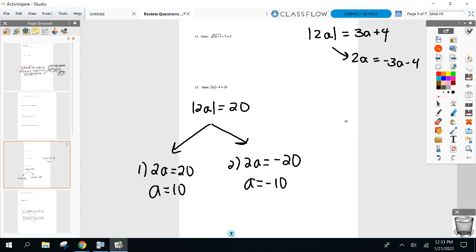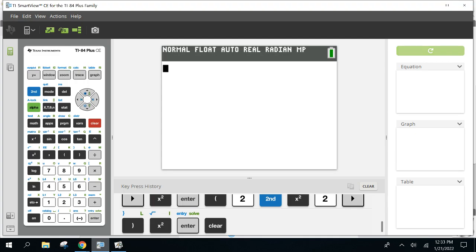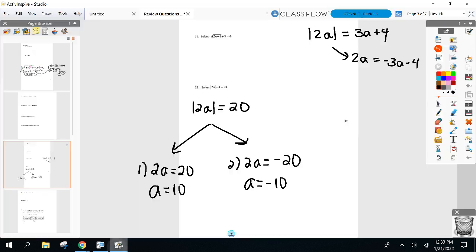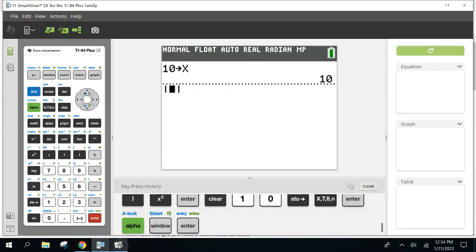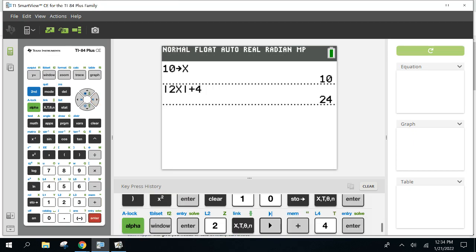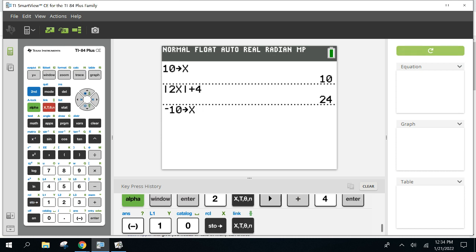Yeah. Okay. So let's review that. This was day 2, so it's been a while. So let me check 10 in the original. Hey, where do I get those pairs of absolute values? Alpha window. Wait, where is it? I used X instead of A. Second window. Should just say ABS. Plus 4. And yes, I do get 24, and then you check negative 10, and I think we're good to go.